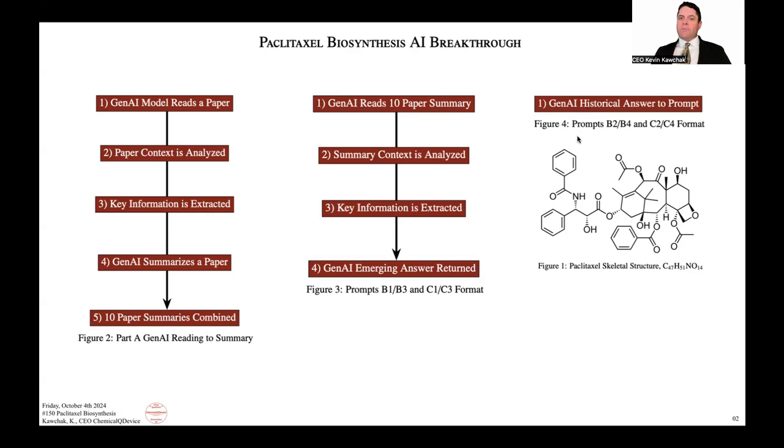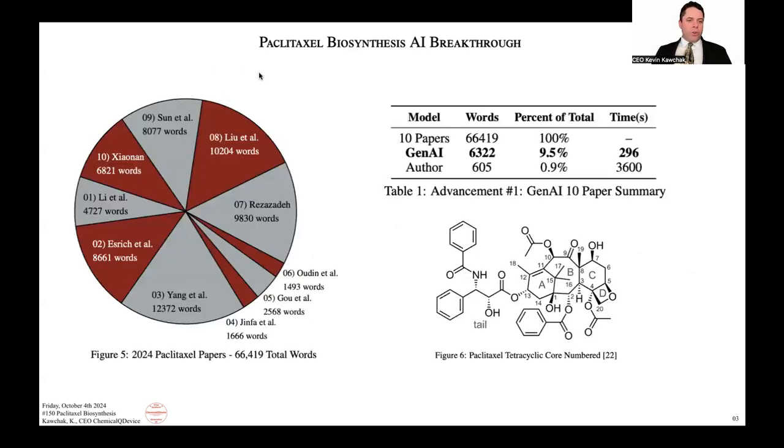Now, this last part is basically a historical perspective, and it relies on the training data of the individual generative AI models. This is for prompts B2, B4, and C2, C4, without giving it all this new information, to see what it thinks of it. A lot of times the answers are coming from 2021 and before, and they go back into the 90s, regarding the big breakthroughs that have been seen in paclitaxel, either synthesis or biosynthesis.